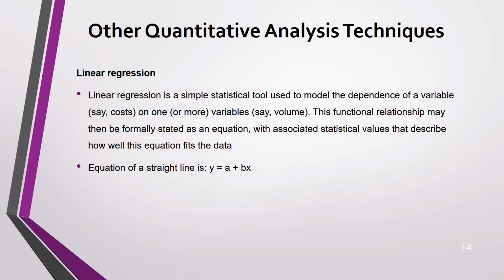This is the equation of a straight line. Y equals a plus bx, where y is the dependent variable. That's what we are finding out, that means what the cost will be. A will be given to you. B is the gradient. A is the intercept. You must have known this in maths, right?